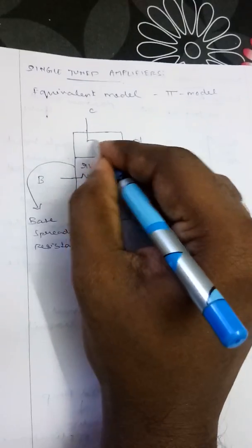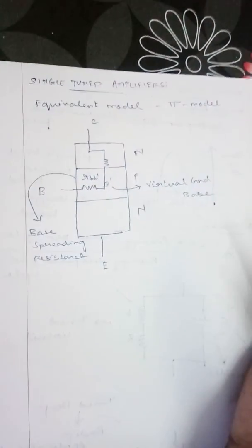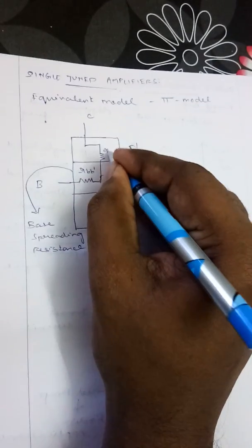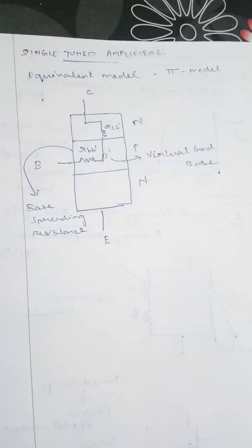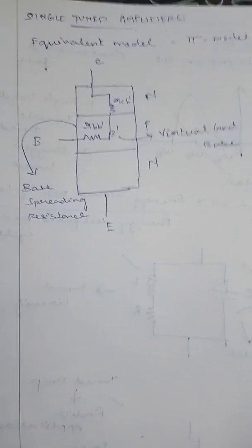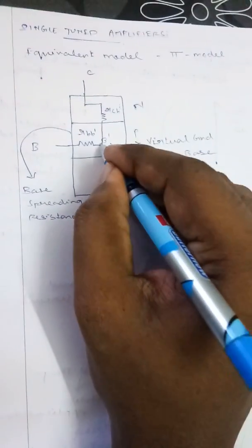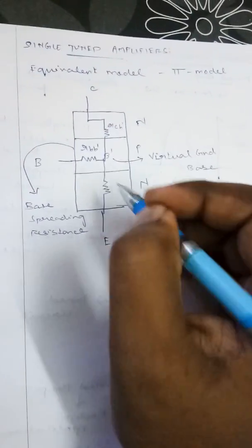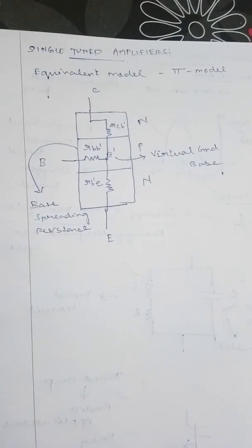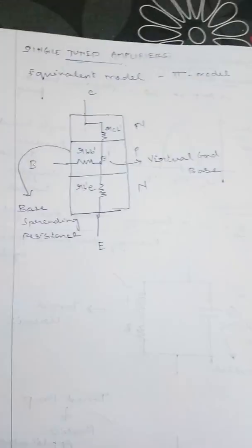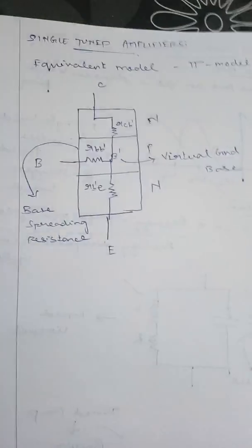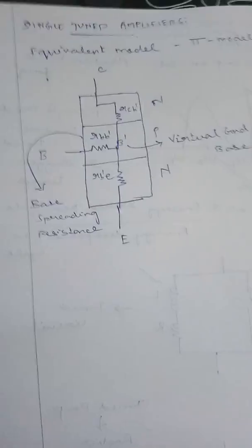Similarly, if a resistor is connected between the collector and the virtual base, then such a resistor will be represented as either RB prime C or RCB prime. Similarly, the resistance that is connected between B prime, that is the base terminal of the virtual ground, and the emitter terminal will be taken as RB prime E. Now, this is a basic consideration whenever you are going for an equivalent model that is represented in the form of a pi model.